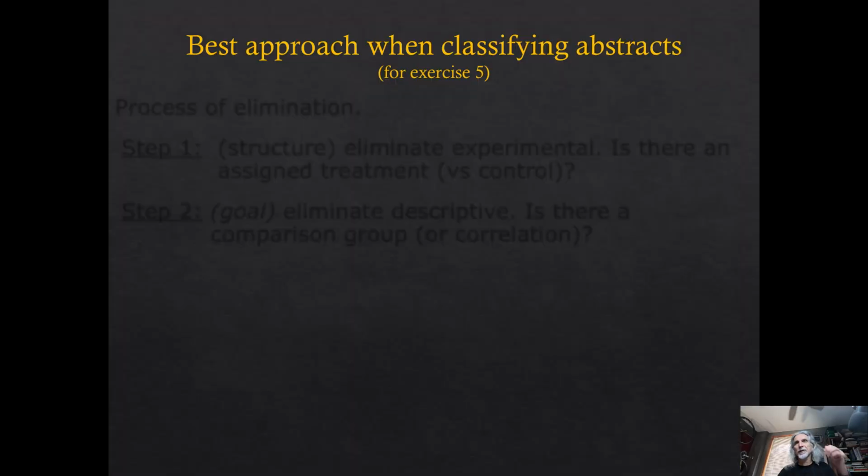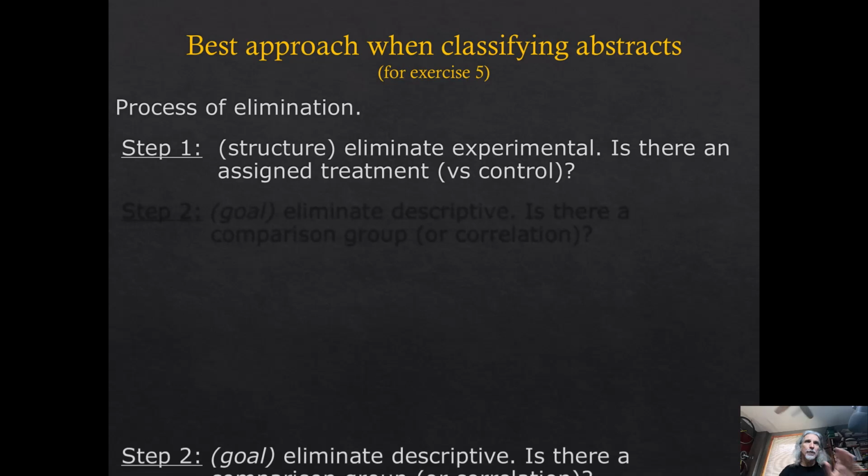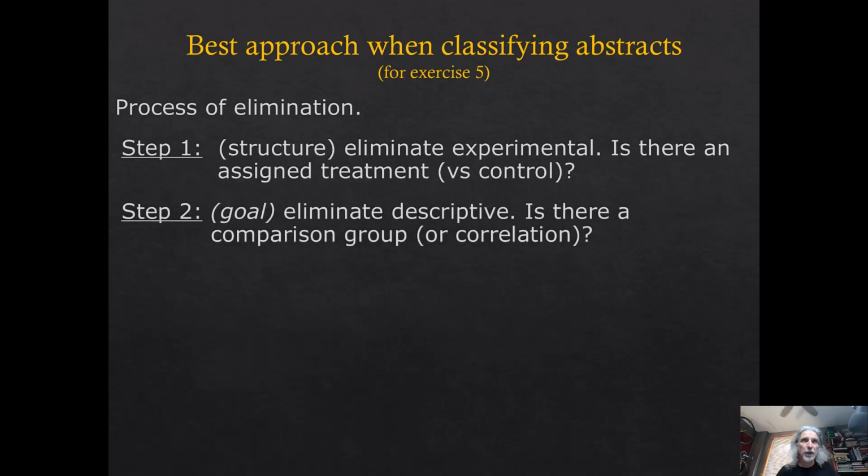When classifying abstracts, this is preparing you for exercise 5, which we'll be taking a look at this week. Process of elimination. I've talked about process of elimination, and I'm tweaking it a little bit here. In the very simple approach, you have 2 steps. There's a 3rd step, but it's not on the slide. We'll get to it. Structure and goal.